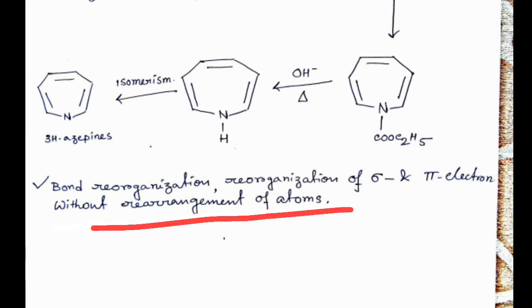In this whole reaction we can see there is bond reorganization, and reorganization of the pi electrons. As you can see in the structure, only the reorganization of the bond is there without any rearrangement of the atoms. Always remember, this synthesis of azepine is always without any rearrangement of the atoms.